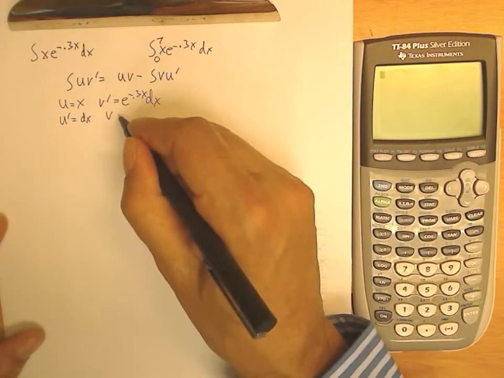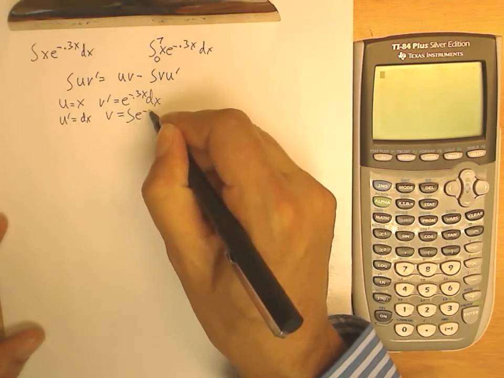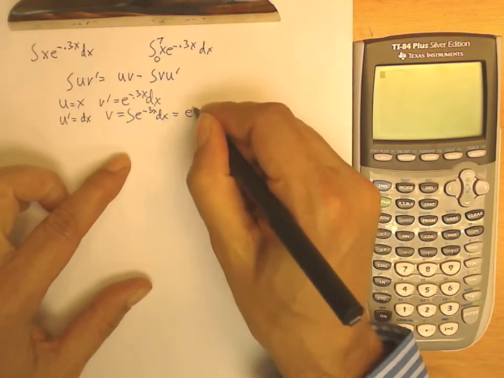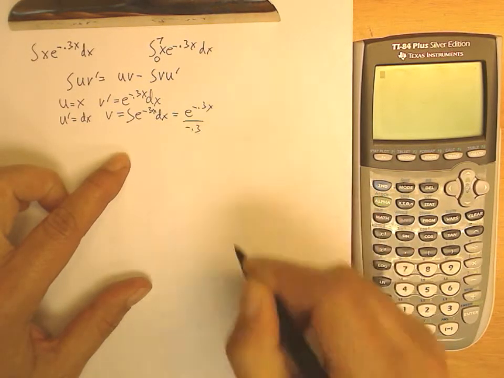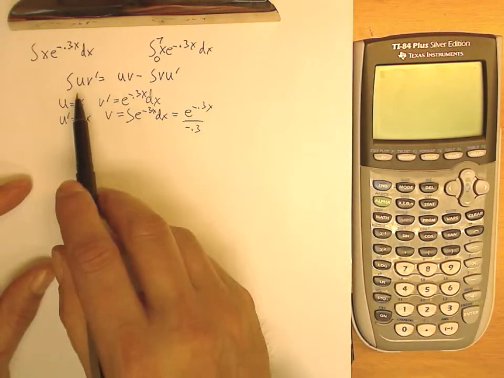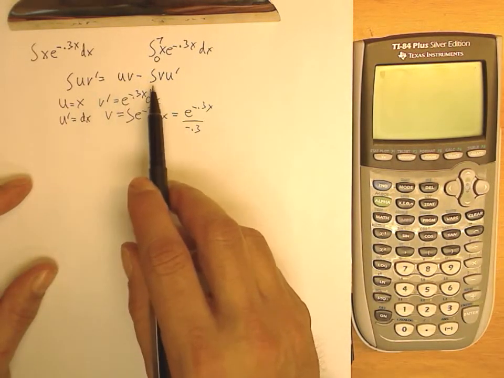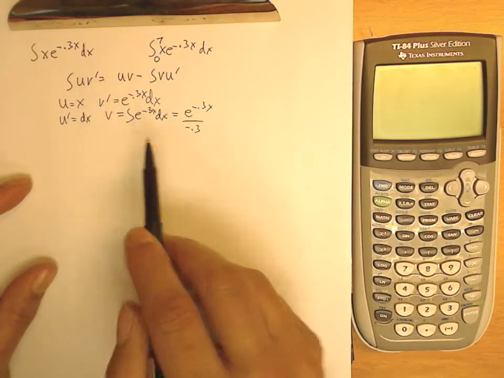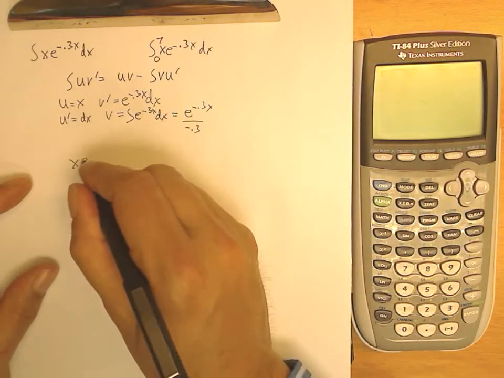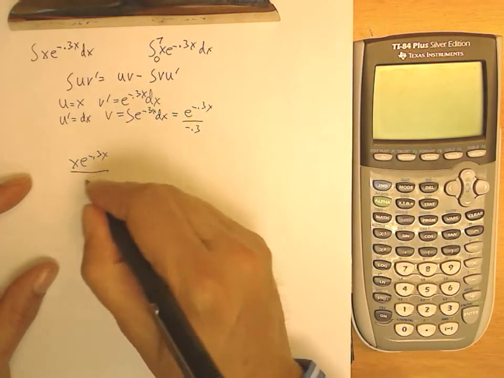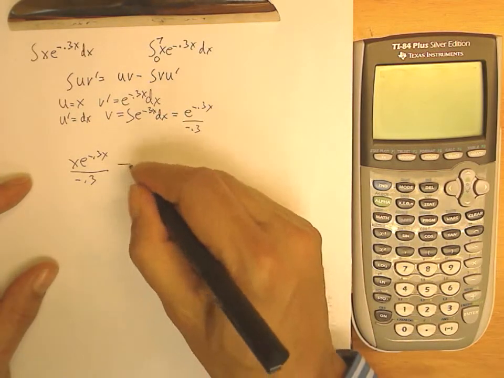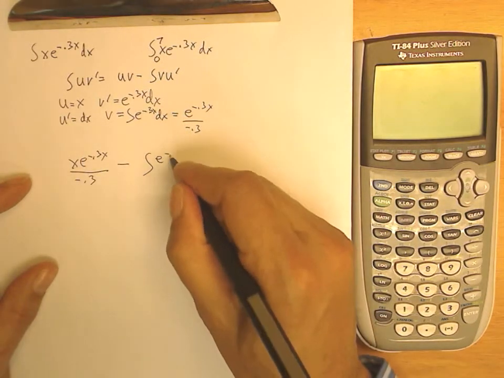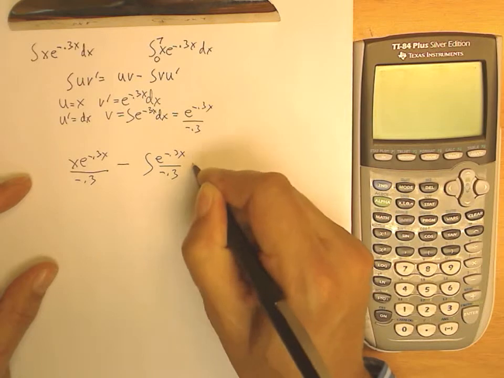So v would be equal to the integral of that, of course. And then we actually integrate that, e to the negative 0.3x, and we get e to the negative 0.3x over negative 0.3. And so now I can use this formula to write another version of the integral. And of course the hope is that this integral will be simpler than the one we started with. So the integral of uv prime is equal to u times v, so x times this answer, minus the integral of v, this one here, times u prime, which is just dx. So e to the negative 0.3x over negative 0.3 dx.